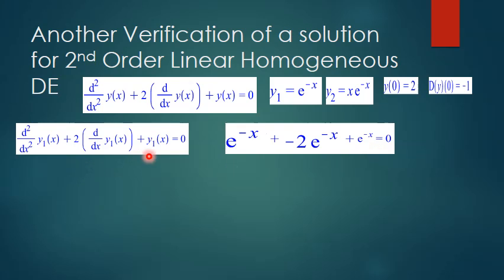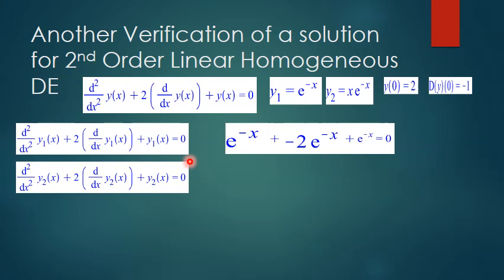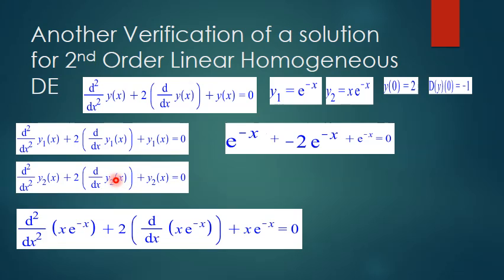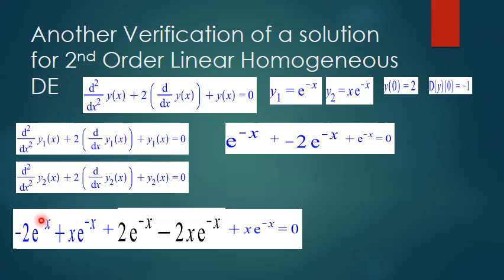So y1 is the solution to this differential equation. Let's try y2. I plug it in. This is my y2. Now this derivative is going to be a little more involved because we're going to have to use the product rule in order to solve this. And so if I take the second derivative of this, let's do the first derivative first. So if I take the first derivative of y2, I get this. And then if I take this derivative again, I get this expression. And so let's see if this equals 0.